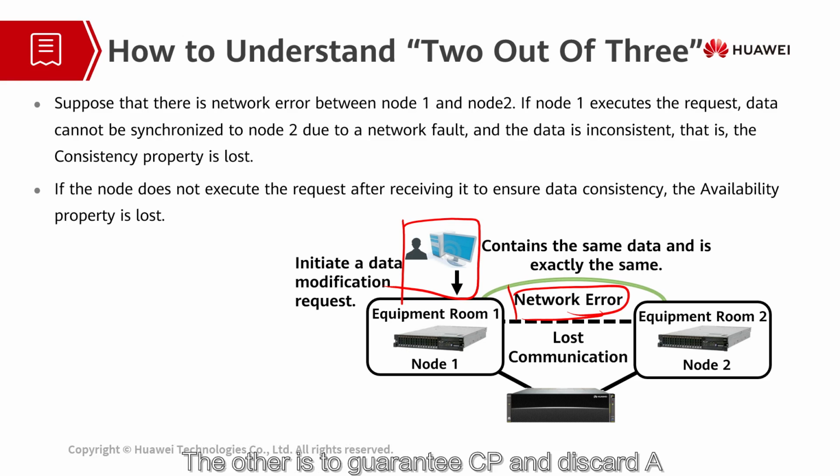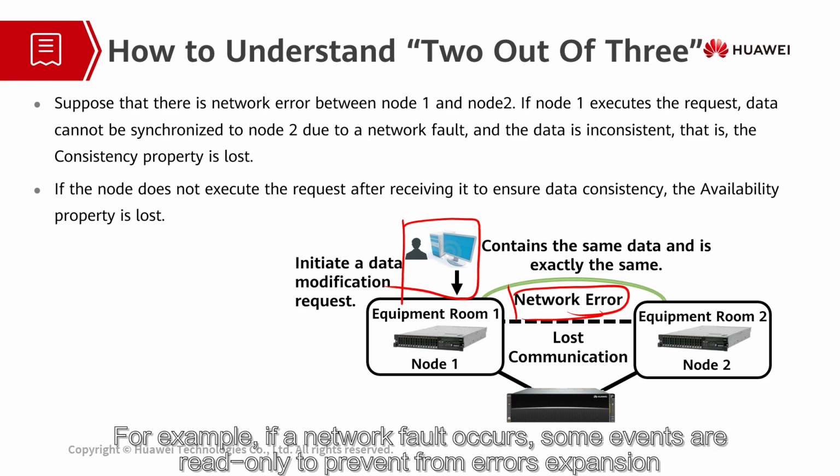The other is to guarantee CP and discard A. For example, if a network fault occurs, some events are read-only to prevent errors from expanding.